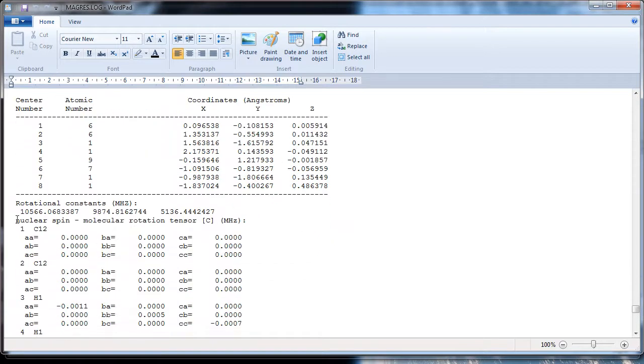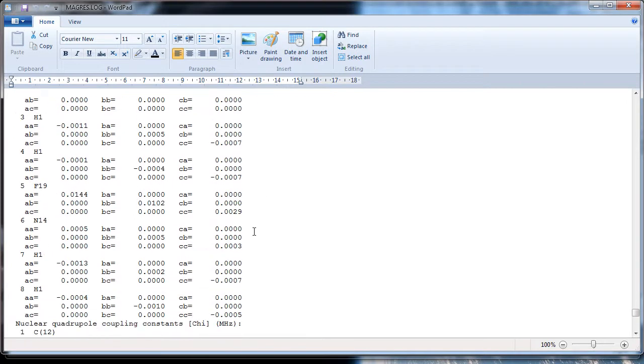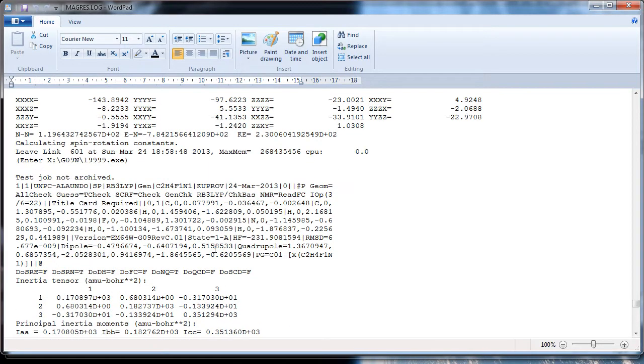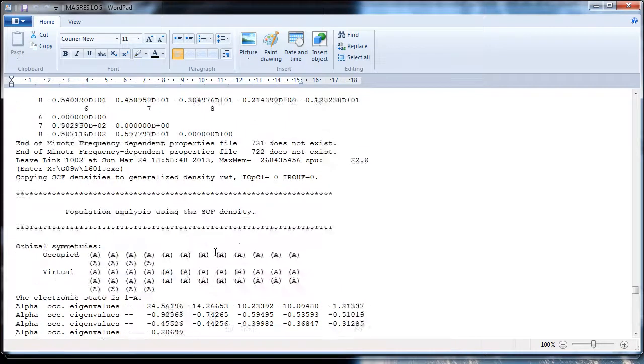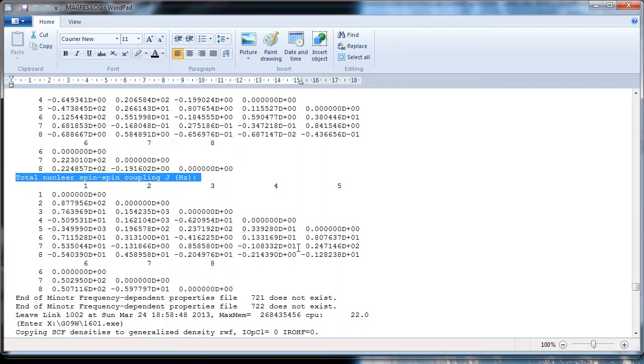Then there's a spin rotation tensor for those of you who are interested in spin rotation coupling. There are tiny numbers really here for protons, fluorine, nitrogen, and so on. If we scroll a little bit further up, what we will discover is total nuclear spin-spin coupling in hertz, so between every nucleus and every other nucleus. Don't treat these parameters as precise. Even at the highest levels of theory, it is at best an approximation.